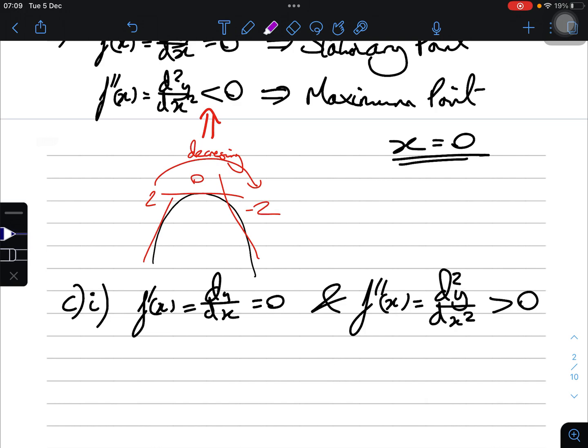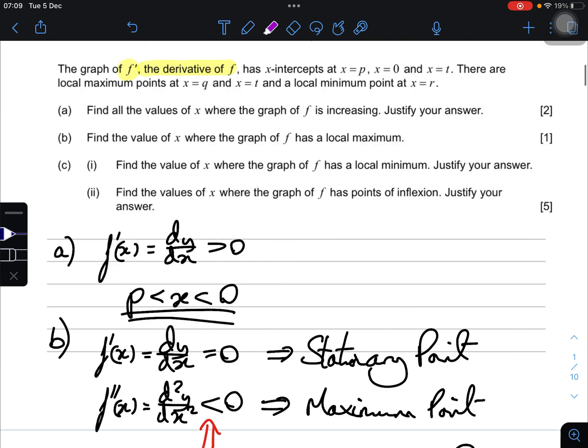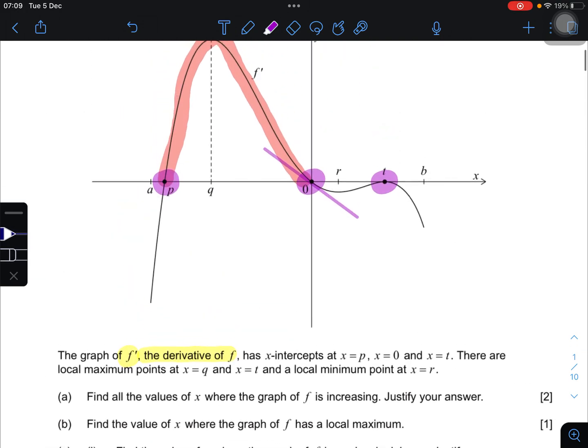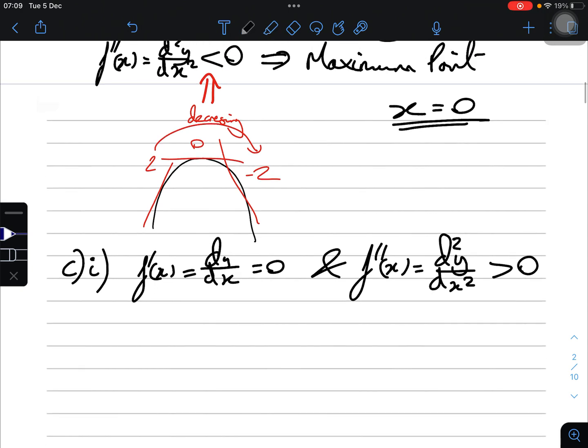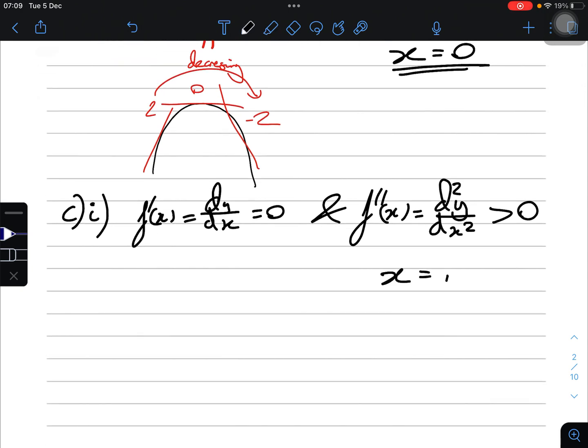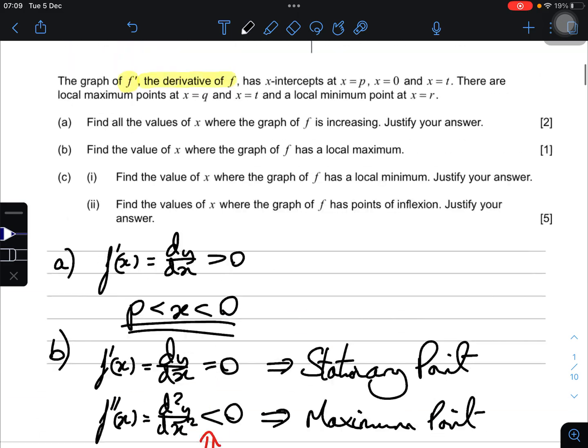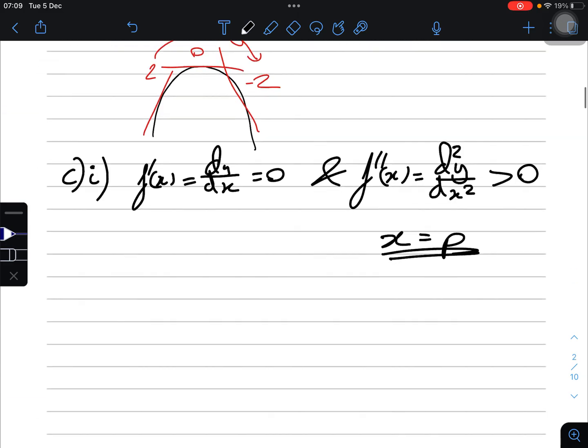So let's think about that. We need 0, so it's either one of those purple points, but this time we don't need this line, we need it to be greater than 0, so again we can't take that one because it's equal to 0, it's an inflection point. So we need this one here, so we need x equal to p. So x equals p. Let's double underline that. P is obviously negative here.